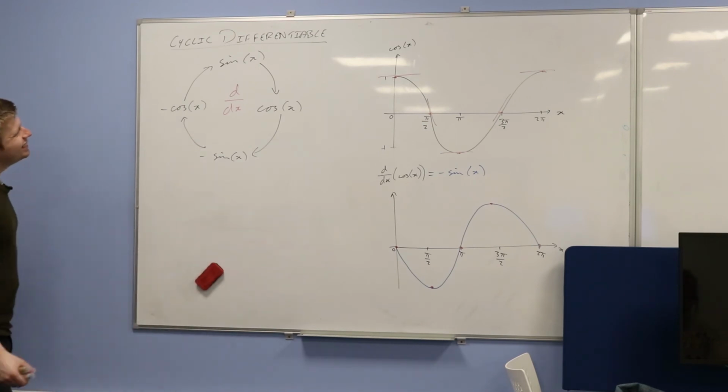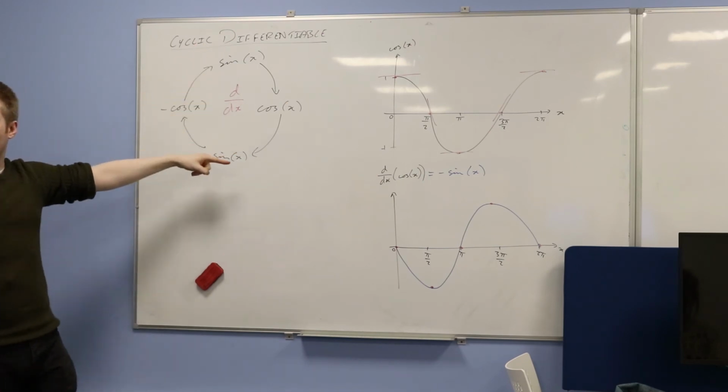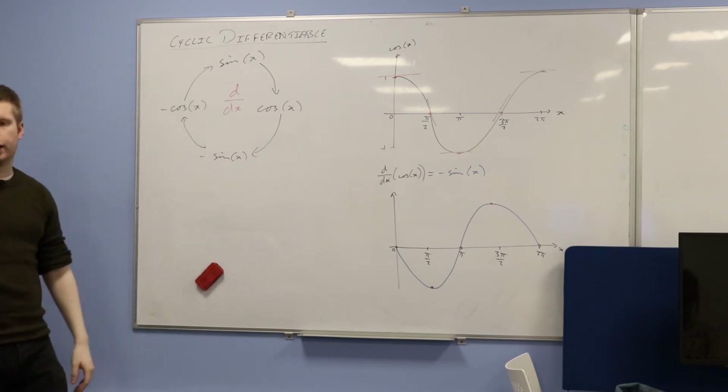But these are cyclic differentiable because you can just differentiate them and they just go round and round and round as many times as you like. Okay?